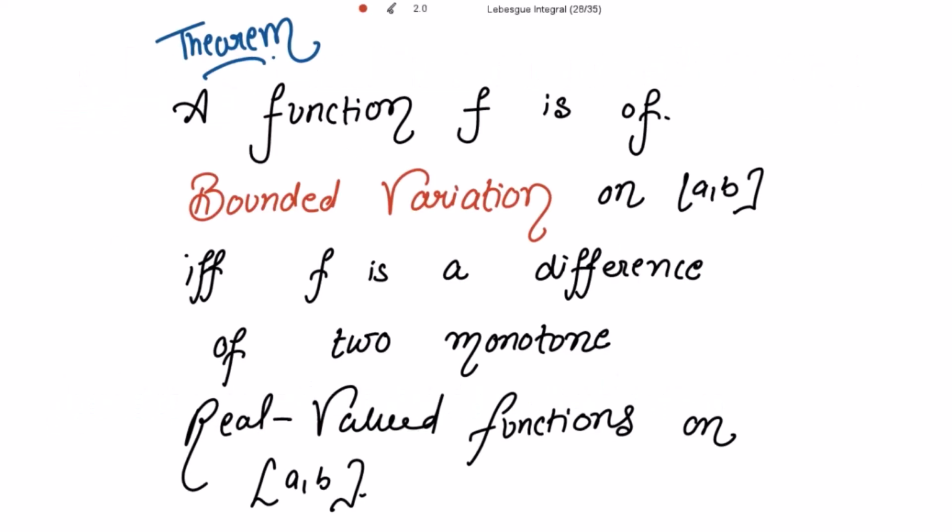The theorem is: a function f is of bounded variation on closed interval [a, b] if and only if f is a difference of two monotone real valued functions on closed interval [a, b]. So if a bounded variation function is given to us, we need to show that this function is a difference of two monotone real valued functions, and then the converse also. It's the if and only if case.